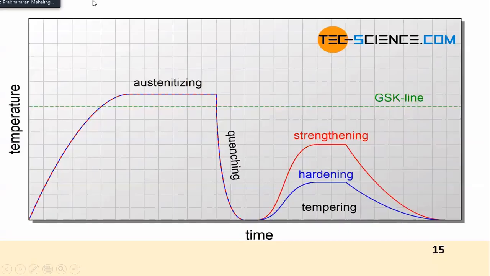The next one, temperature and time. The GST line, okay, don't worry. Austenitizing. That is less heat. Quenching is a water treatment. Strengthening, hardening, tempering. Right? So different classification, something like that. Okay, you study the ESK line. Okay.